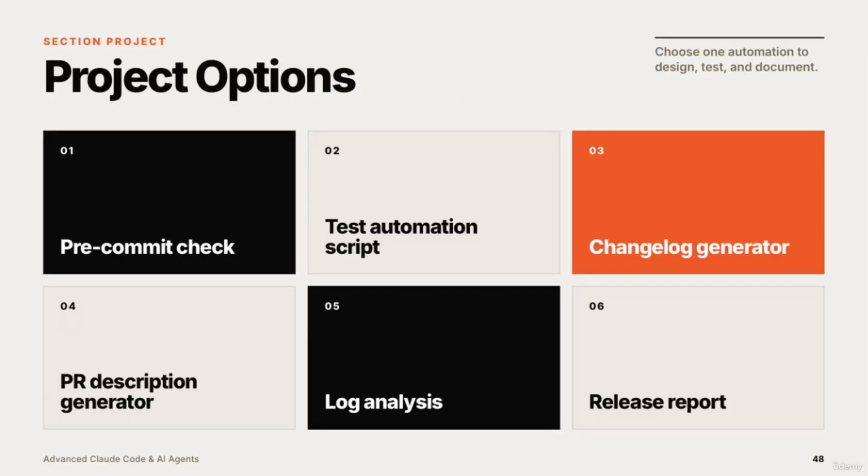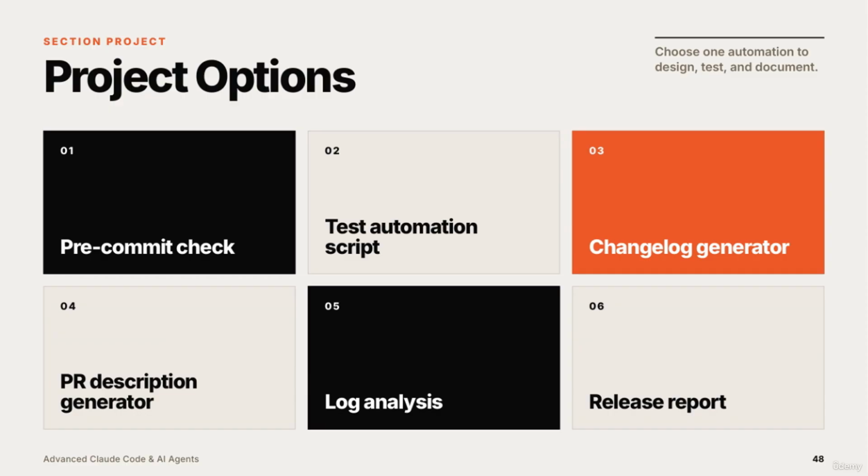Now, let's focus on the project section where you choose one automation to design, test, and document. There are several options to consider here. First, the pre-commit check, which helps ensure code quality before it's merged. Next, the test automation script, which streamlines testing processes. Then, the changelog generator simplifies keeping track of changes in the project. The PR description generator assists in creating clear pull request explanations.